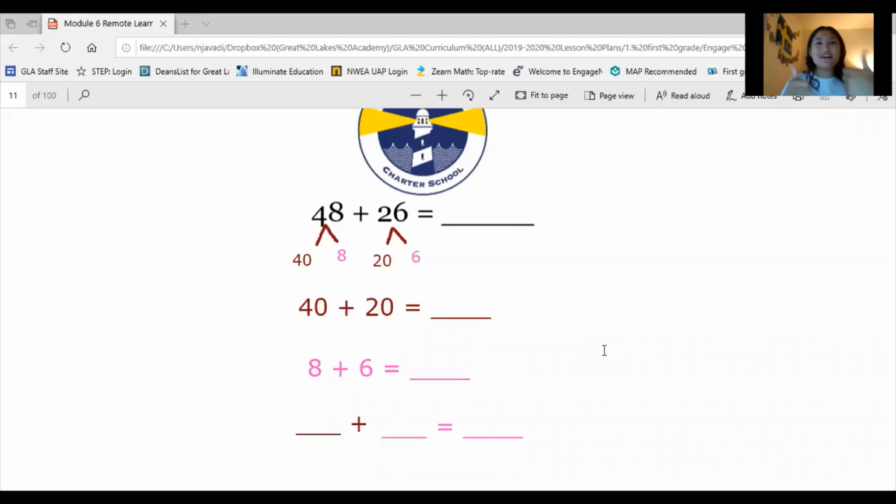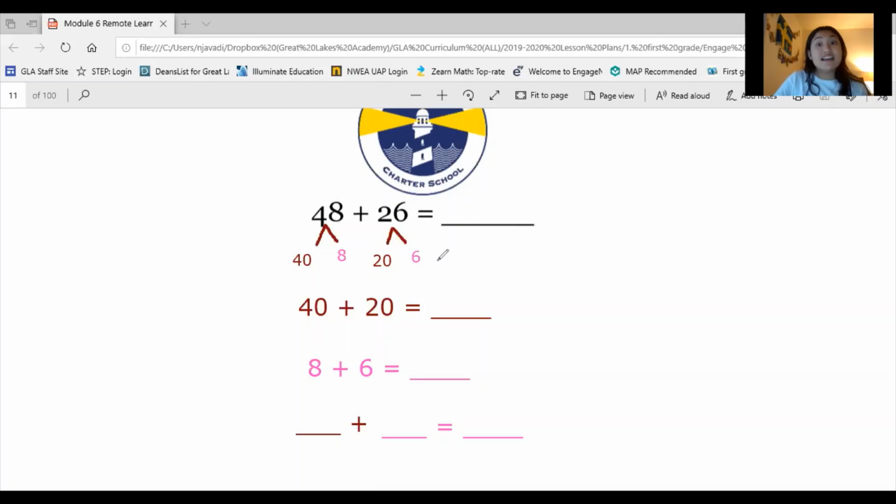Nice job solving on your own. Let's look at this problem together. I chose to solve using the add 10s then 1 strategy. Help me walk through it. So I remember that the first step is to break up both numbers into 10s and 1s. I'm going to break up both numbers into, nice job. Now I broke up 48 into 40 and 8 and 26 into 20 and 6.